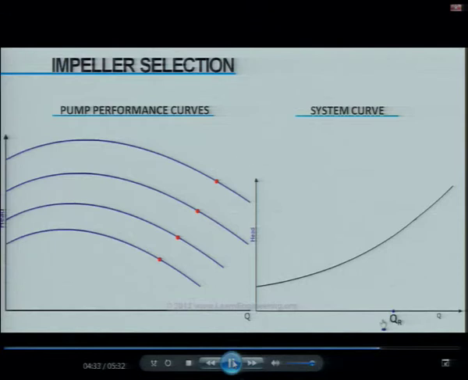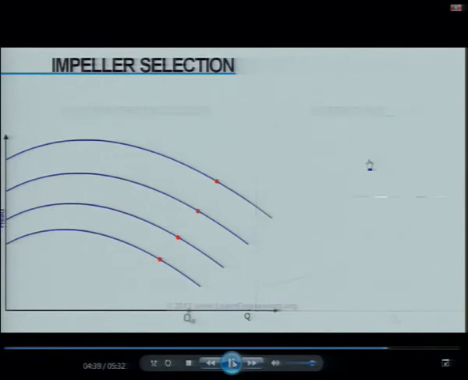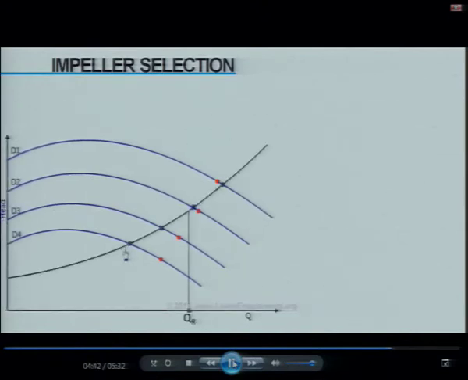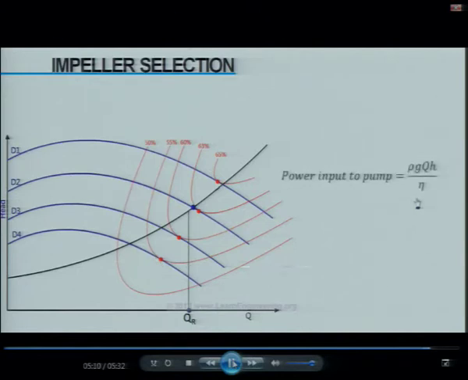The operating point of pump will be intersection point of system curve and pump performance curve. So, depending upon selection of impeller, the pump could operate anywhere here. But we have a requirement of specified flow rate. Out of these operating points, this is the one which is most near to the required flow rate. So, we will select this impeller. In the same graph, we can represent efficiency curves. So, efficiency at the operating condition also can be determined. The required shaft power can be calculated using this equation. This will lead to proper motor selection.